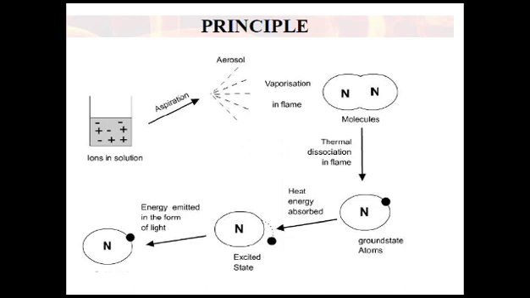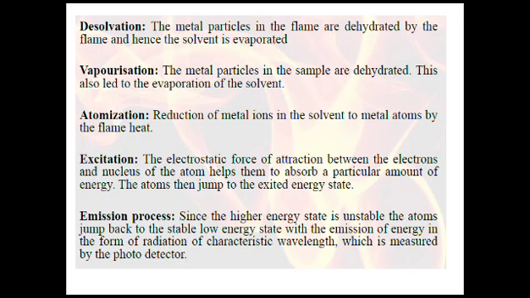The ground state atoms absorb the energy from the heat and get excited, and that excited atom then emits the energy in the form of light. This is the principle of working of the flame photometer. These are the processes that are involved in the principle of flame photometer.